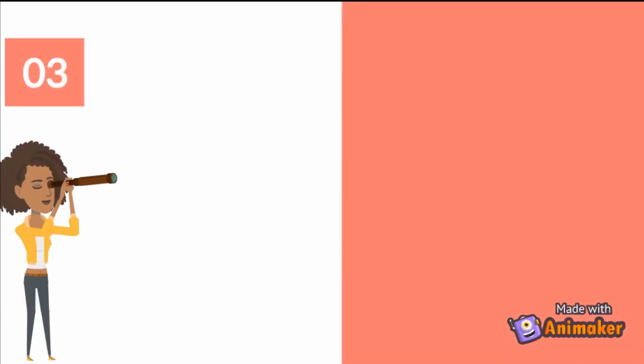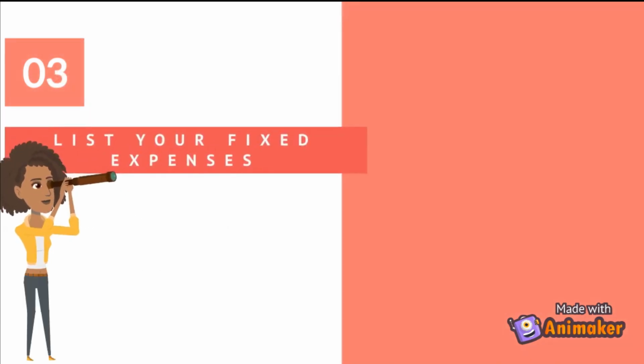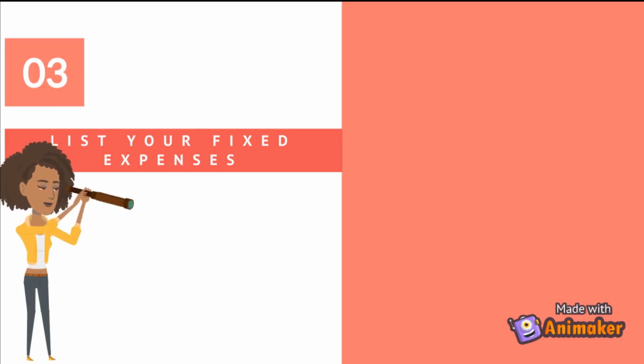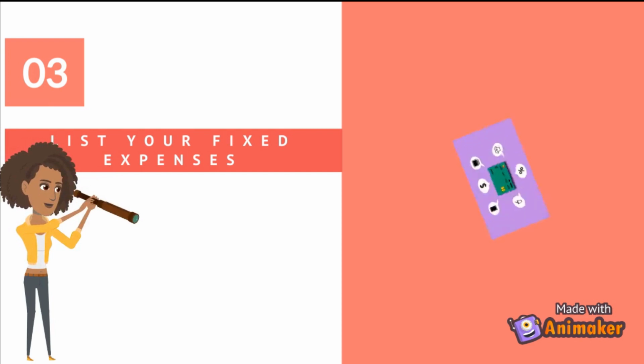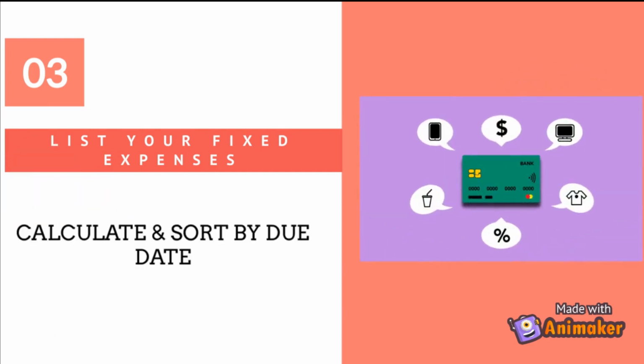Next, step 3. Begin by listing all your fixed expenses. These expenses do not change from period to period, and it's unlikely you'll be able to cut back on these. But knowing how much of your monthly income they take up can be helpful. Some fixed expense amounts may vary slightly, which may be the case with utilities, but you know they are due on a regular basis. Calculate each expense and sort them out by due date.